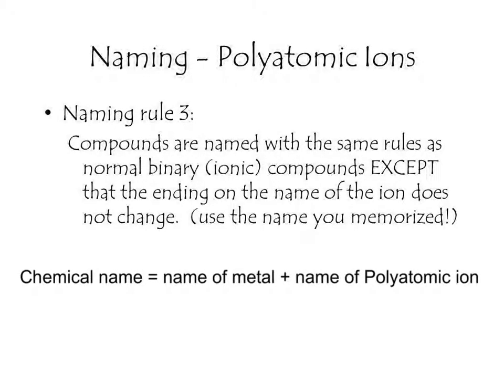Now if you were given the chemical formula, when you write the chemical name, it's very simple. It's like when you do the binary ionic compounds, except you're not going to change the name of your ion. It's whatever you memorized. So it's just chemical name equals the name of the metal and the name of the polyatomic ion.